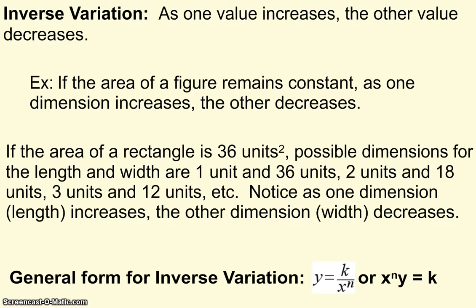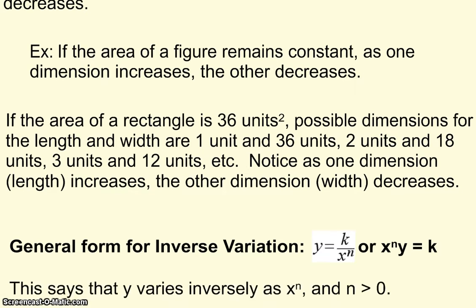Or if the area of an object remains constant, as for example on a rectangle, as the length increases, the width decreases. The general form of inverse variation is y equals k over x to the n, or in proportional form you can say x to the n times y equals k. This is very similar to what you did in Algebra 1 where you said y equals k over x. The difference between a direct variation and an inverse variation is that instead of using multiplication, we use division.